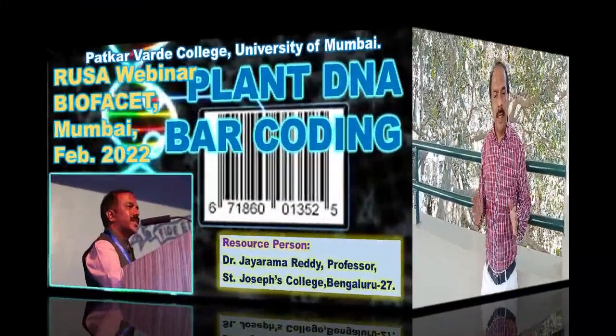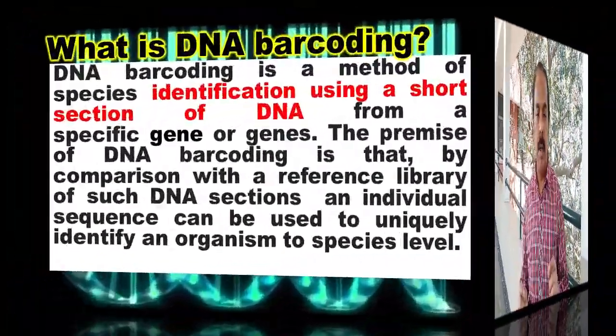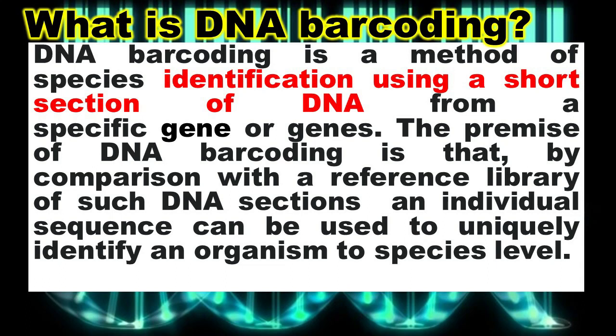Welcome to the video on plant DNA barcoding. DNA barcoding is a specific technique. Identification of species is done based on a short segment of a gene which is there in a specific region of the organism.